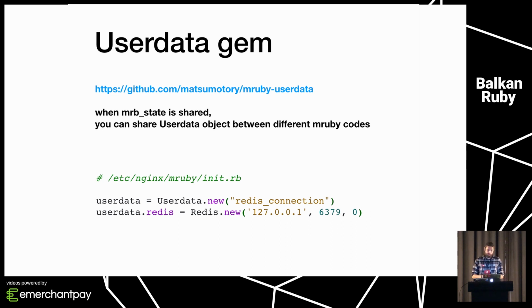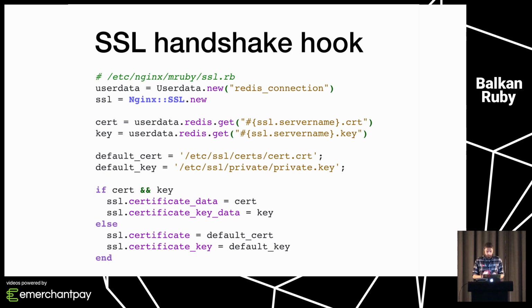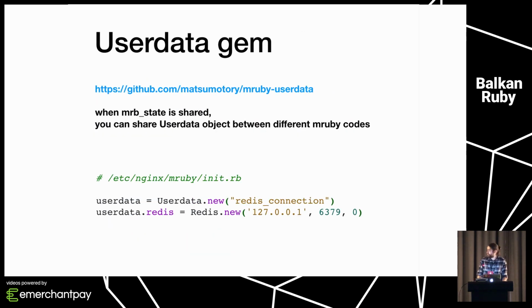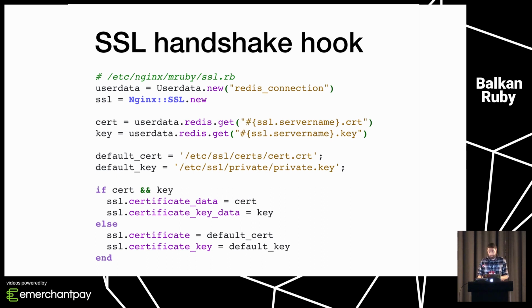To do that, we also have to use user data gem. It's a Mruby gem, and you can define special user data instance, and that instance will be shared between your different Mruby codes. For example, here I have put a Redis connection to user data instance, and it was init.rb file, and also we have other file ssl.rb with business logic. So here we can use our user data instance, and we can get our Redis connection here.